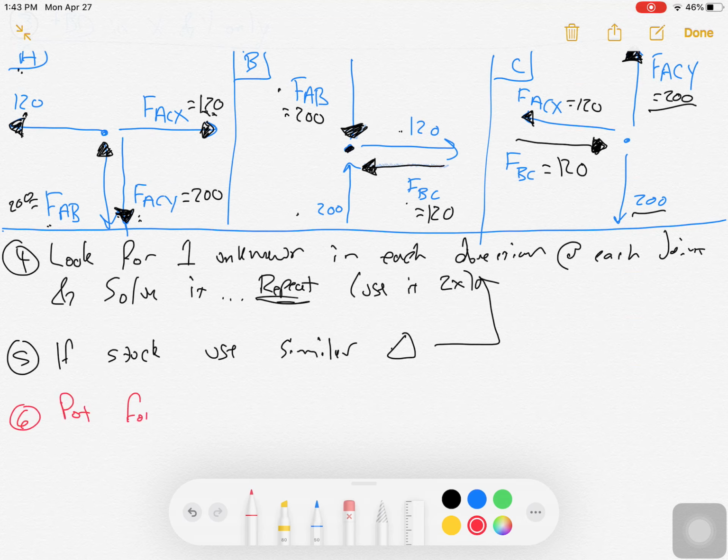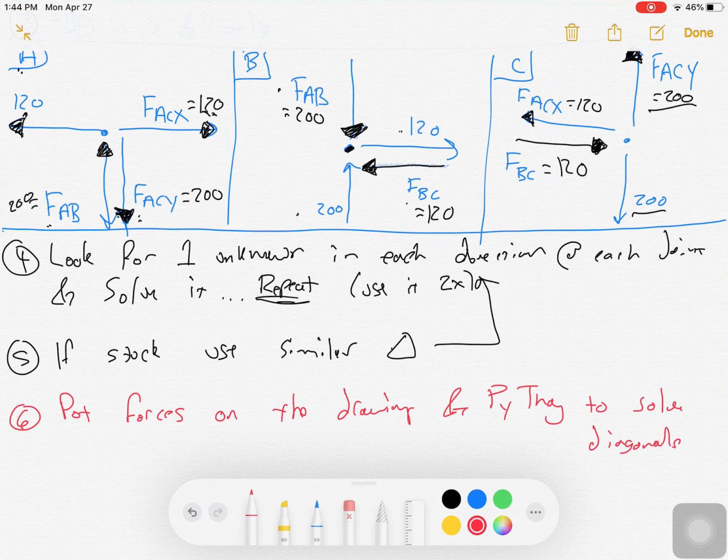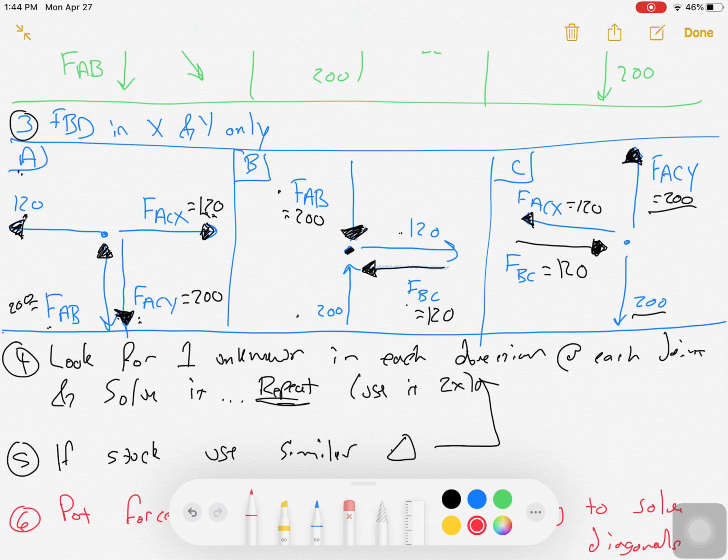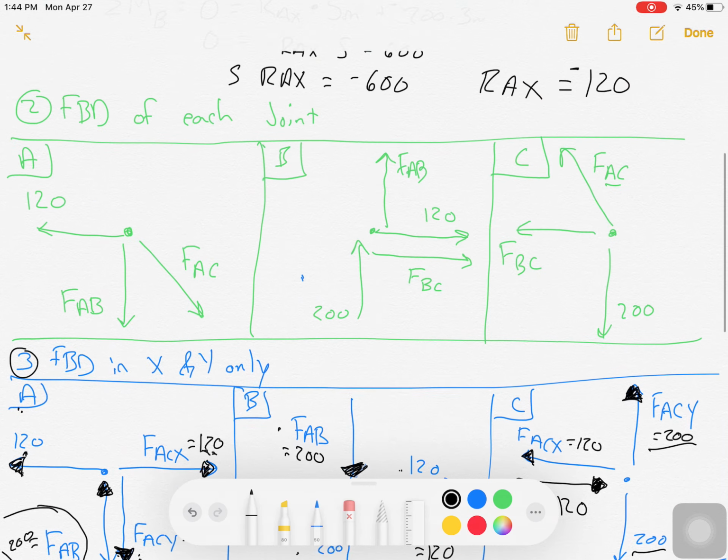So put forces on the drawing and use Pythagorean theorem to solve the diagonal ones. So some of them I know. So for example, I know force AB is 200 and it's in compression because it's pushing on the joint.